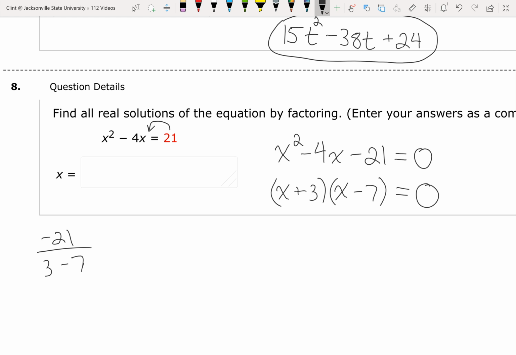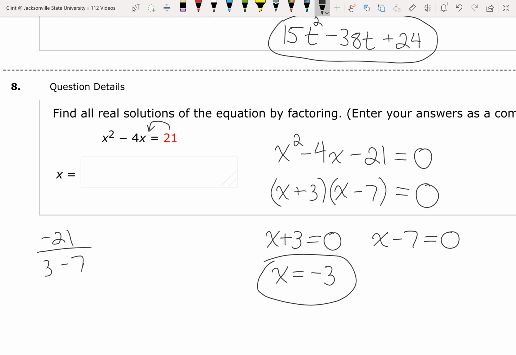Now we are trying to solve for x, so we'll take each one of these factors, set those equal to 0, and see what we get for x. They're pretty easy. Okay, we're going to subtract 3 from both sides, so x is negative 3. We're going to add 7 to both sides, so x is positive 7. Okay, those are our two solutions to our equation.